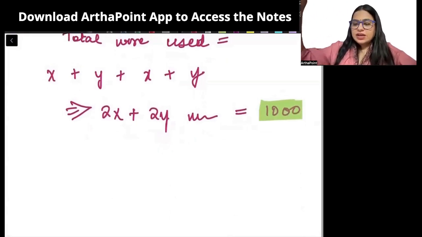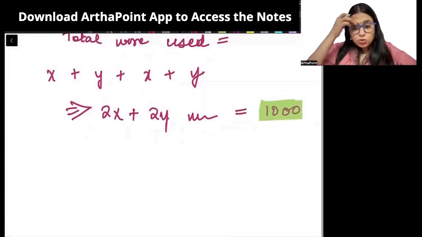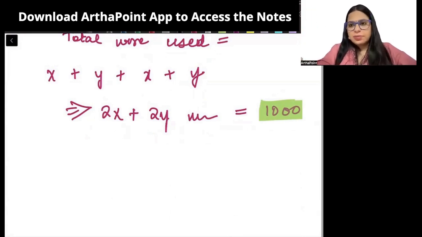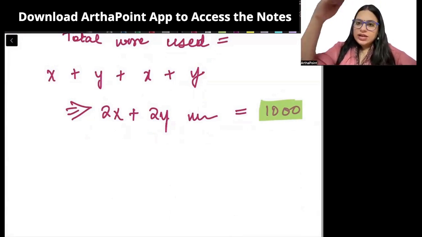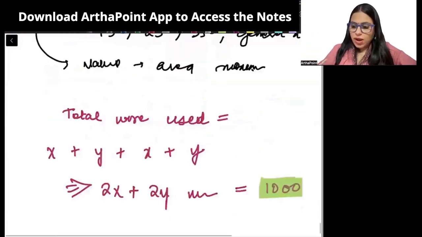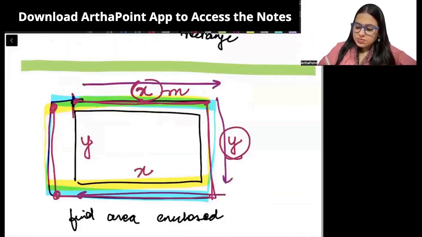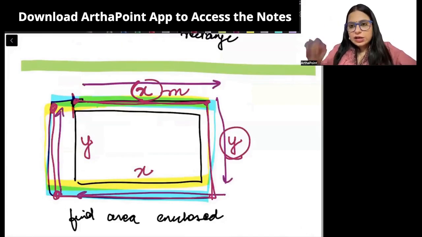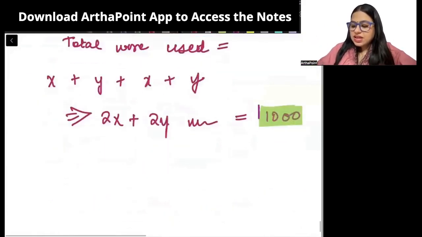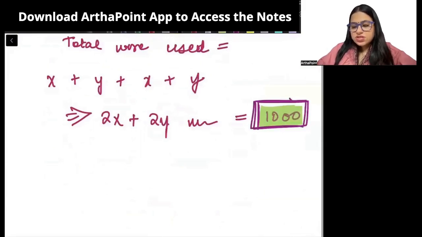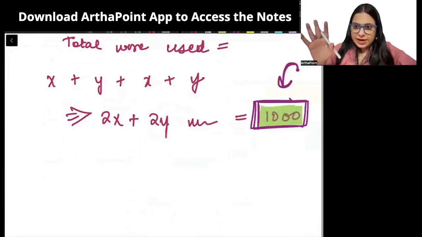So try to understand. I am trying to cover wire around the rectangle. I don't know in numbers the length and breadth of the rectangle. I am taking the length to be x and breadth to be y. So I start covering the rectangle: x meter, then y meter, then x meter, then y meter. The whole rectangle is covered. Maximum how much can I cover? 1000. This is the amount of wire I have.